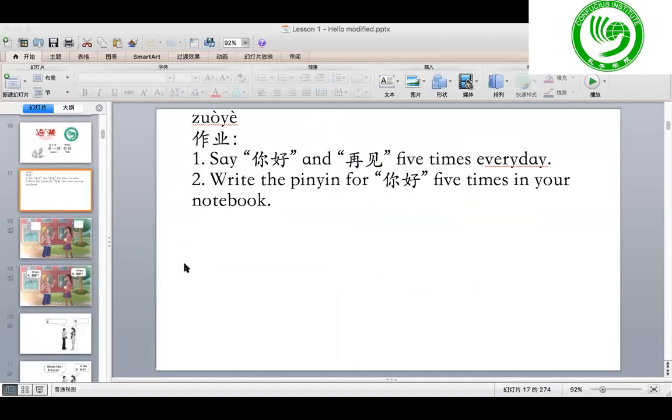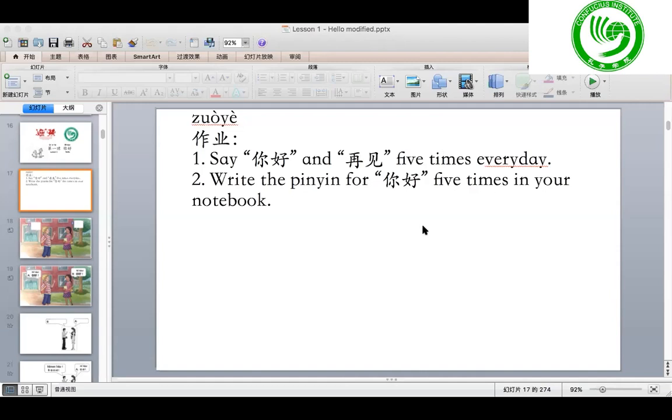The first one, say 你好 and 再见 5 times every day. Have you done this? 很好. And 你好 means hello. 再见 means goodbye. And the second one, write the pinyin for 你好 5 times in your notebook.